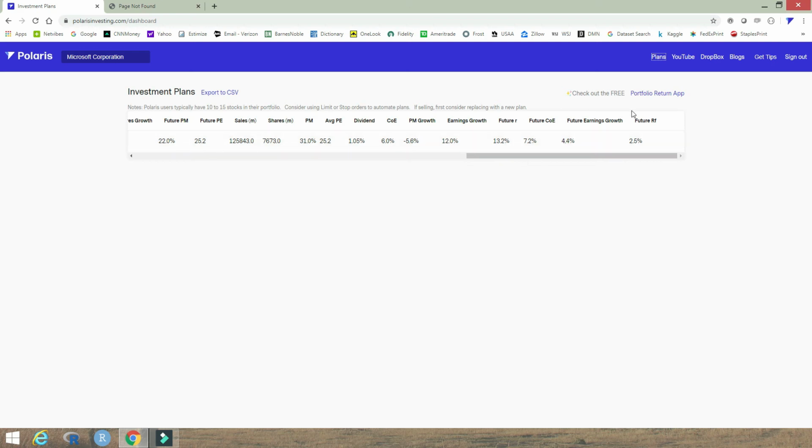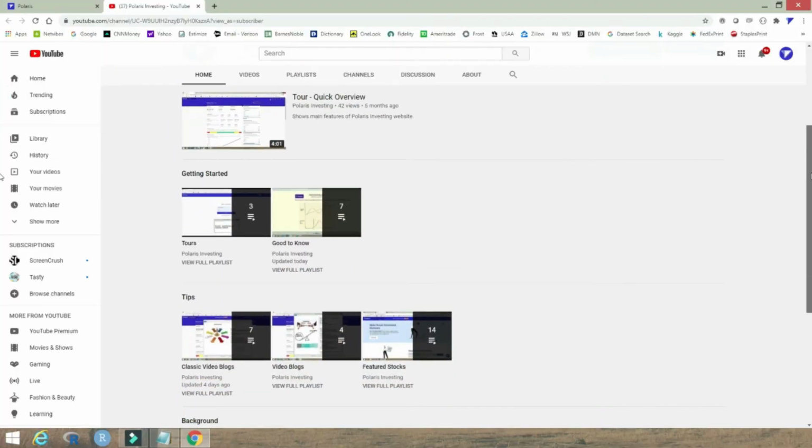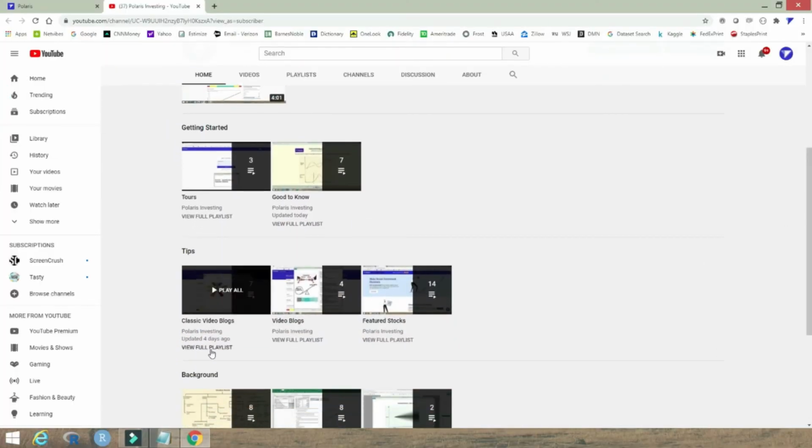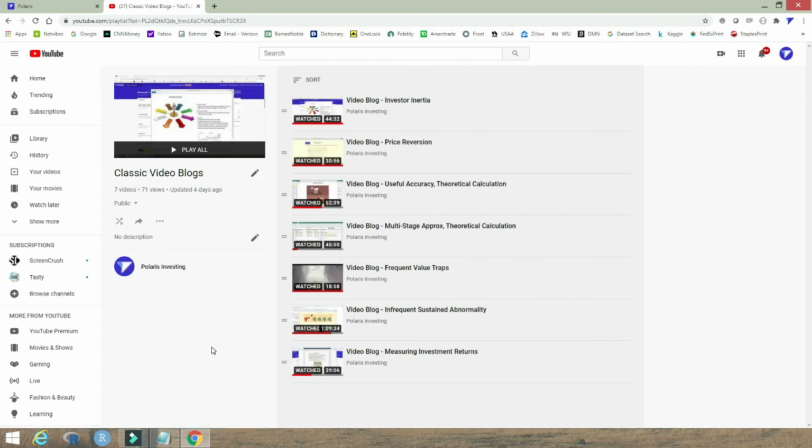So hopefully this allows a user to think through a little bit more the true significance of this PE ratio, although this number here, 25.2, is just the historical average PE. The future PE is over here at 25.2. For more information on checking the PE multiple, see the infrequent sustained abnormality video blog around the 50-minute mark.